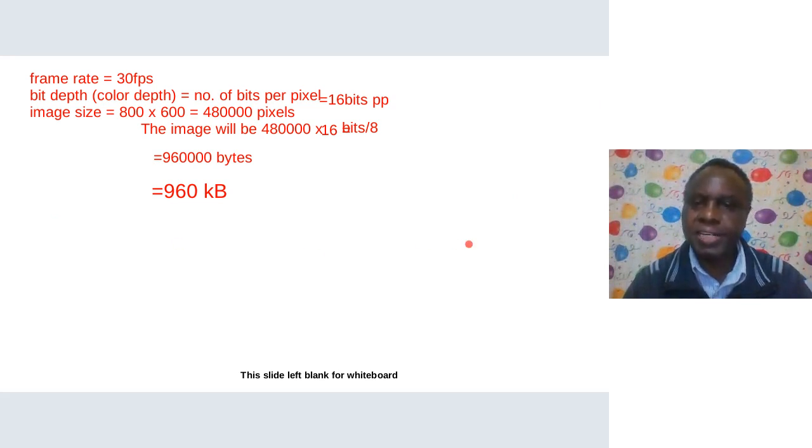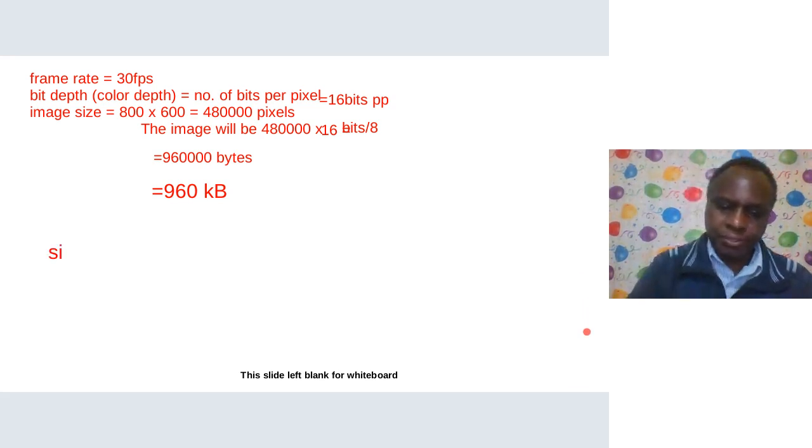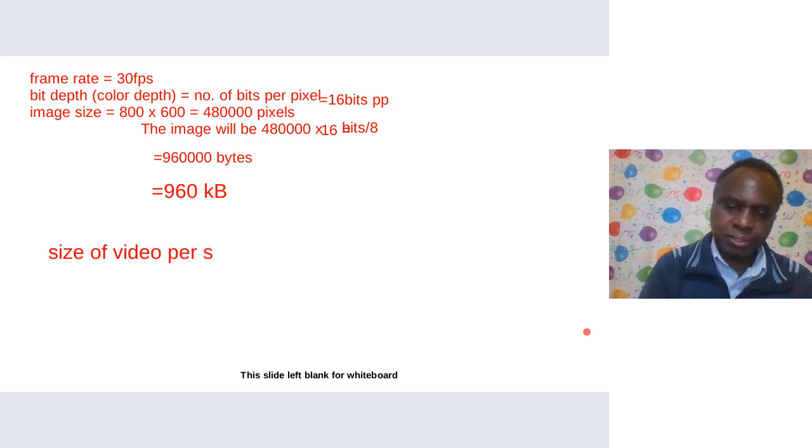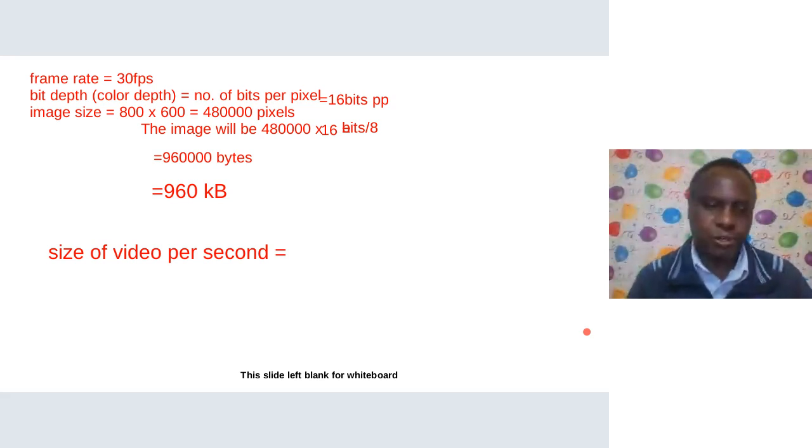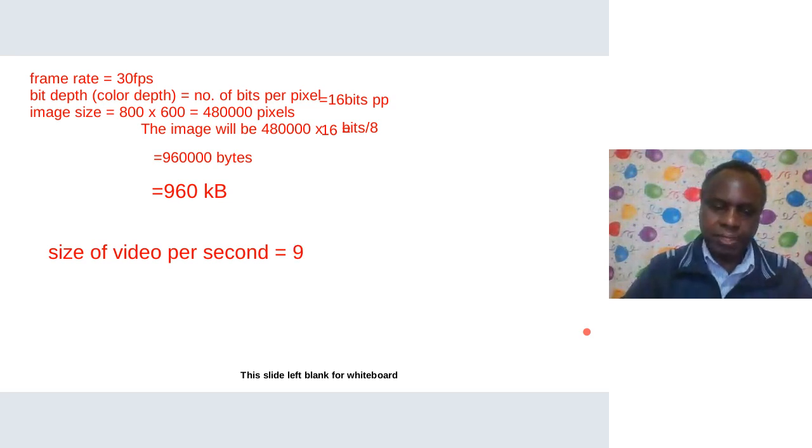You can say, size of video per second. So every second of your recording, your video will be what size? Of course, it's 960 times 30. Of course, this is 960 kilobytes by 30.